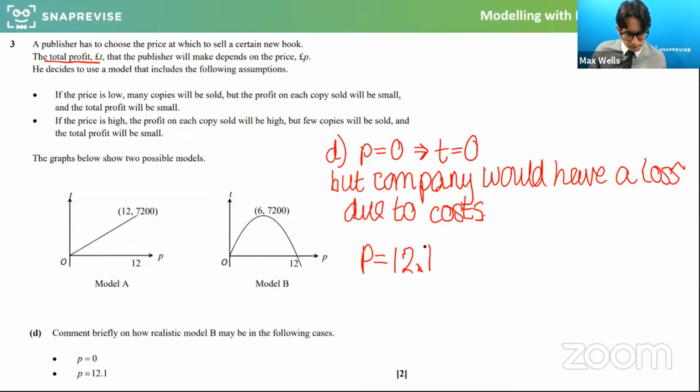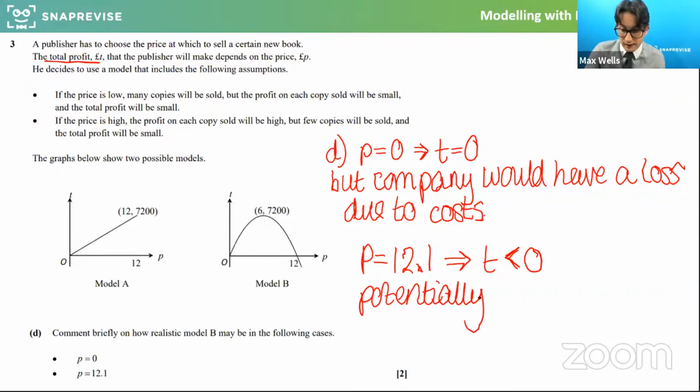So this could potentially be realistic, but what we're going to do is explain what it would actually suggest. Are we happy it would suggest that T is less than 0, meaning that the profit is negative, so there's a loss? So at 12.1, T is negative. This is potentially realistic, because it did say that after a certain amount, they would make a loss because they wouldn't sell many.